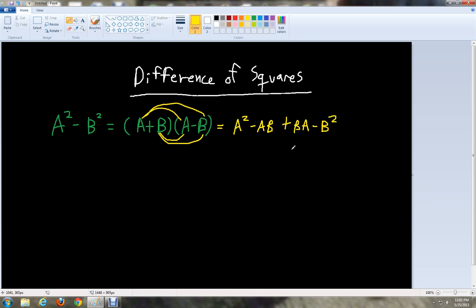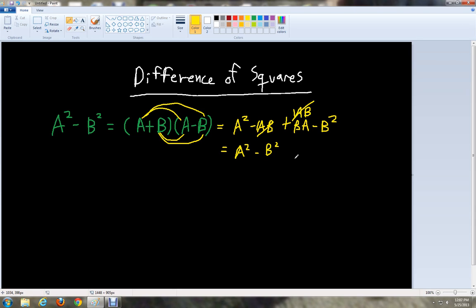And you'll notice here that the minus ab and ba is the same thing as ab, because multiplication is commutative. And so these are like terms. And so negative ab plus ab, minus 1 plus 1, is 0, right? Because they cancel out. And so we have a squared minus b squared. So we see that this equation is true.